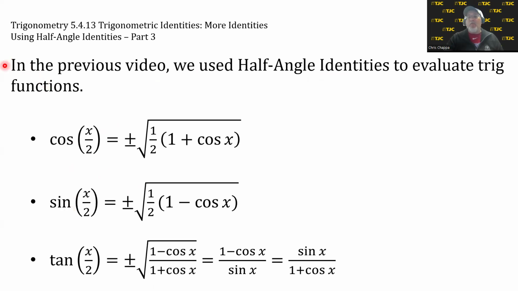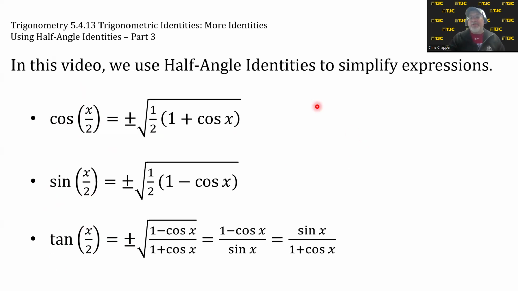In the previous video, we used half-angle identities to evaluate trig functions. Just a reminder, when there's a plus minus, the choice is made based on the trig function of the half angle and the quadrant of the half angle. In this video, we use half-angle identities to simplify expressions.